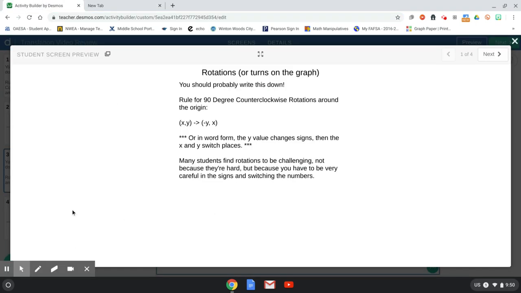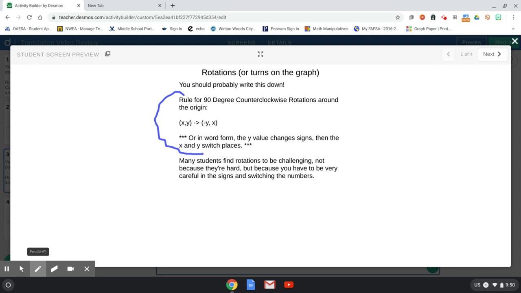Hi. So today we are starting rotations. What I want you to know is, first off, make sure that you write at least this part down. This is the rule for rotations. Rotations can be very confusing for some students because not only are we changing a sign, but we're also changing the order of the numbers.